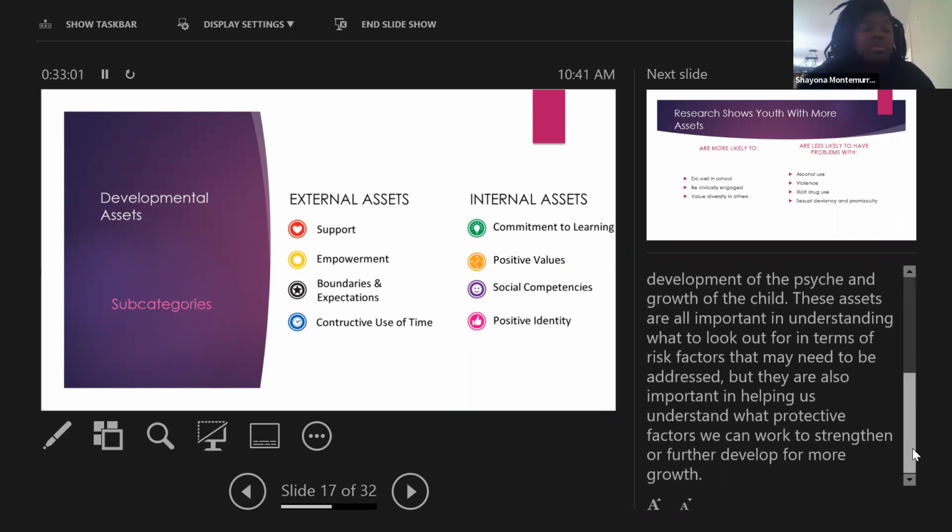strengthen or further develop. External assets are further divided into support, empowerment, boundaries and expectations, and constructive use of time. Internal assets are divided into commitment to learning, positive values, social competency, and positive identity.